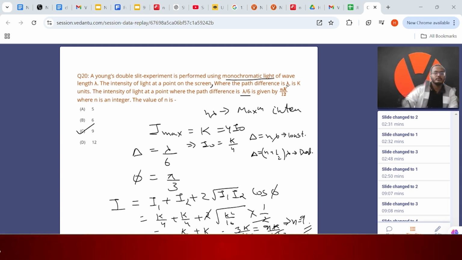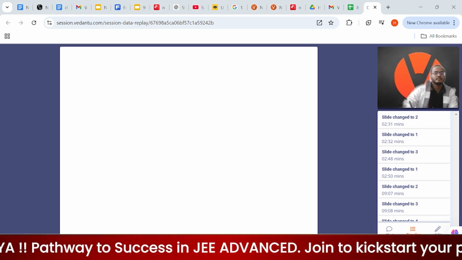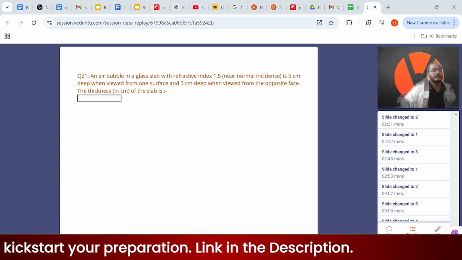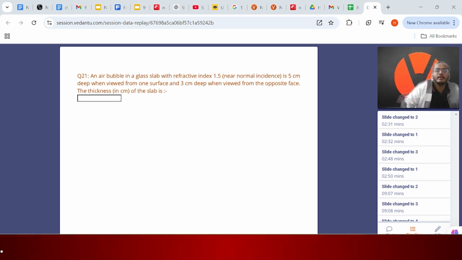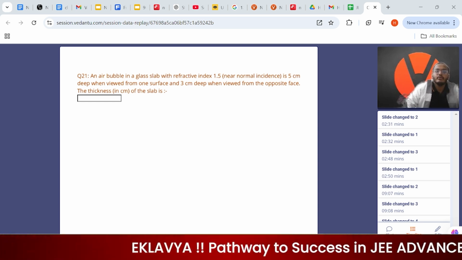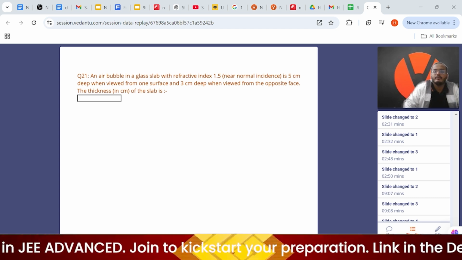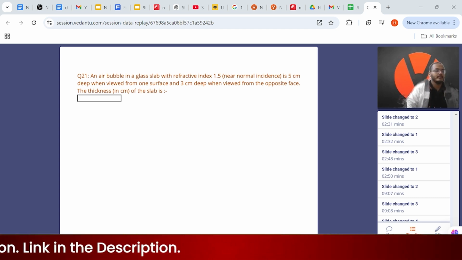So let's do another question. Question number 21 states that an air bubble in a glass slab with refractive index 1.5 is 5 centimeter deep when viewed from one surface and 3 centimeter deep when viewed from the opposite face. The thickness of the slab is, they are asking.